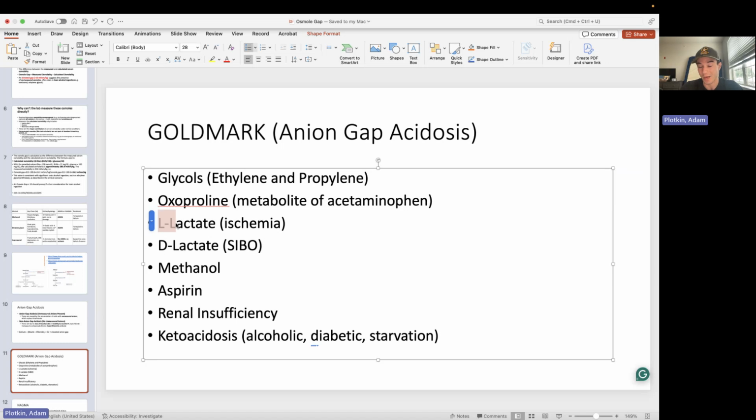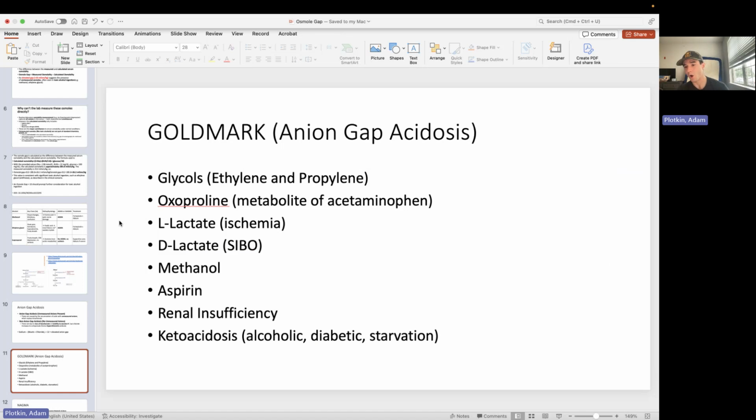Your L stands for L-lactate, so that's in ischemia or sepsis, where we've got hypoperfusion to some area of the body. We're increasing lactate production via anaerobic metabolism. The D-lactate is seen oftentimes in SIBO. So a patient who has terminal ileum damage, or we have a closed loop bowel, it allows my bacteria to just set up shop in that closed loop. Those bacteria chomp on your carbohydrates. They release a lot of D-lactate, and that can lead to an anion gap metabolic acidosis.